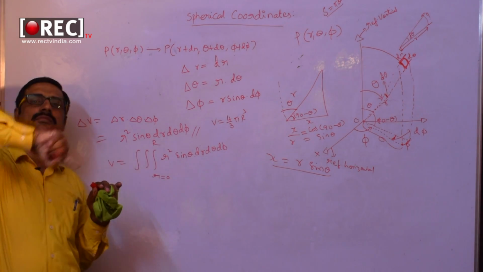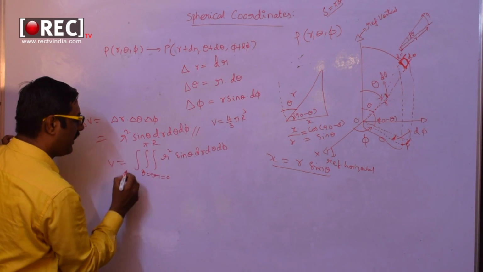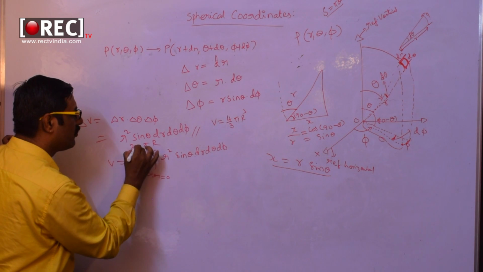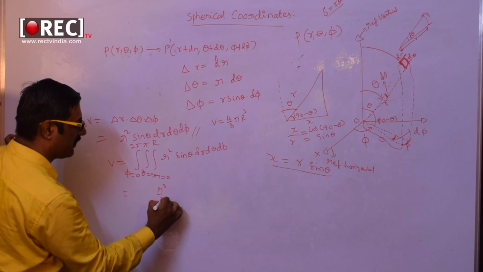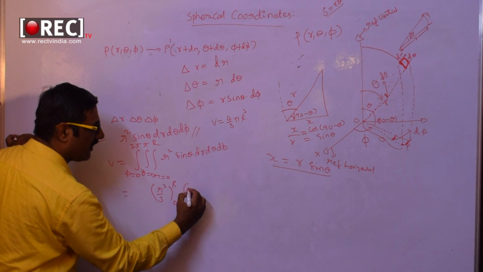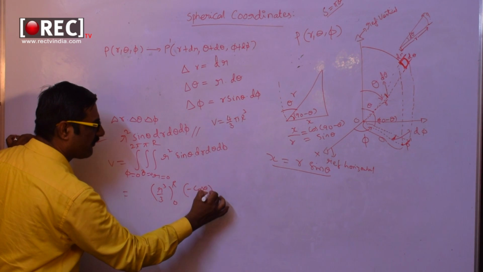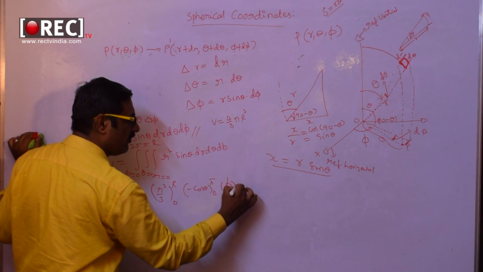Theta is from 0 to pi, and phi varies from 0 to 2 pi. So if I substitute, what is r square dr? It is simply r cube by 3 from 0 to capital R. And what is sin theta d theta? It is simply minus cos theta from 0 to pi. And this is phi from 0 to 2 pi.